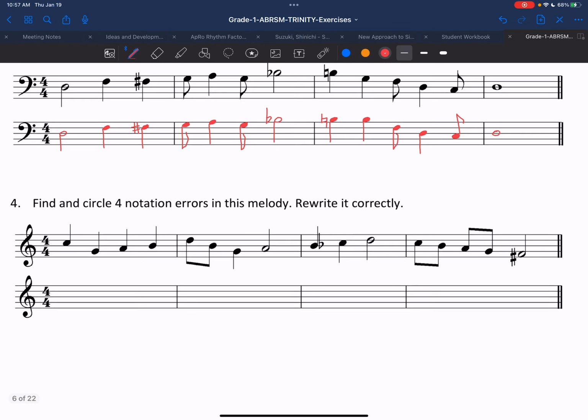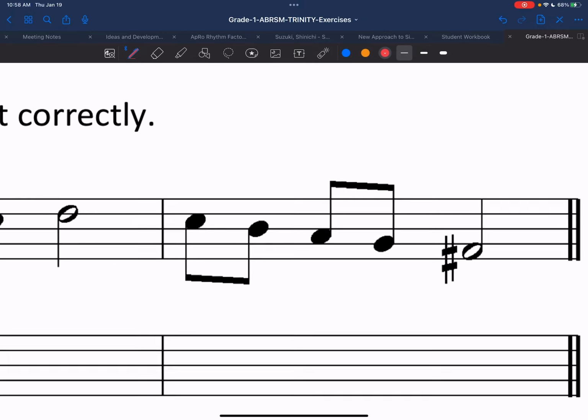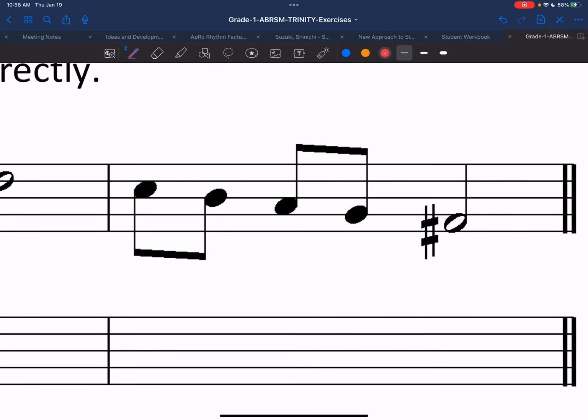Our next question is find and circle 4 notation errors. So there's actually one error in each measure. The first one is we have our C with the stem going the wrong direction. Next one is a G with the stem going an incorrect direction. Then we have B flat, but the flat sign is on the wrong side. And finally, if we zoom in on this one, we can see that the sharp sign is below and it's on the line below. So this one is incorrect.